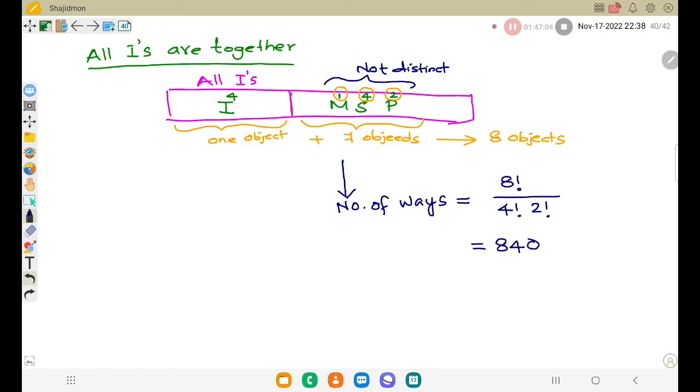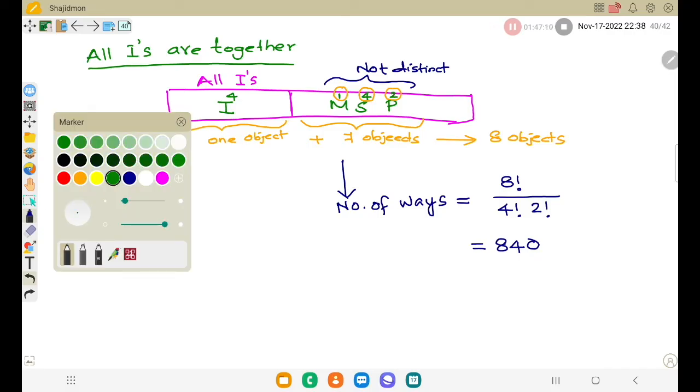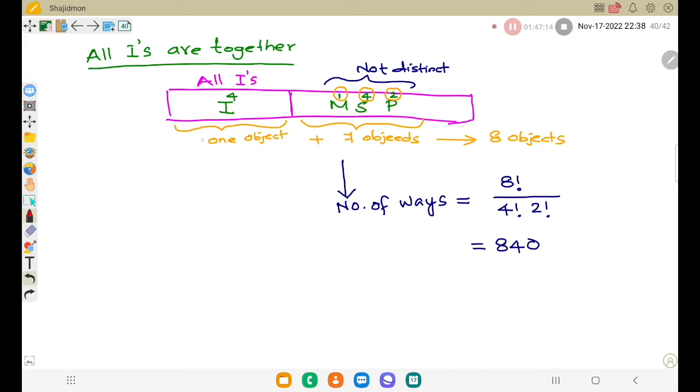840 ways we can do, correct? Now what I told, all I's together I have taken, correct? Now these I's, for example, how many ways can these 4 I's be arranged? That is the next one, correct? Is it distinct or not distinct?